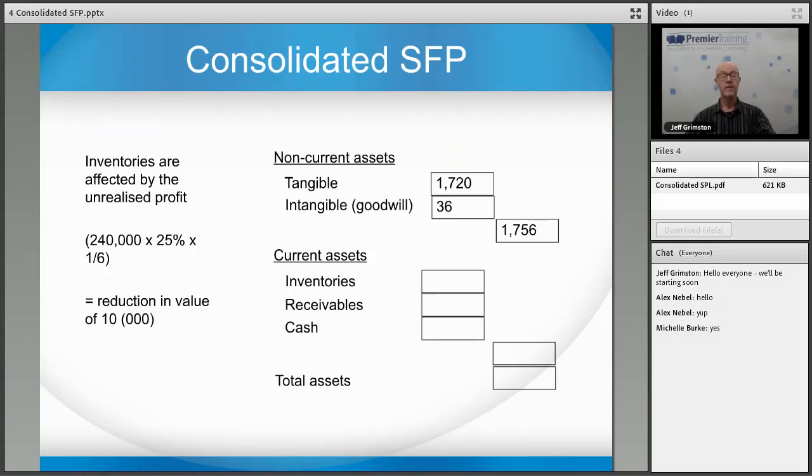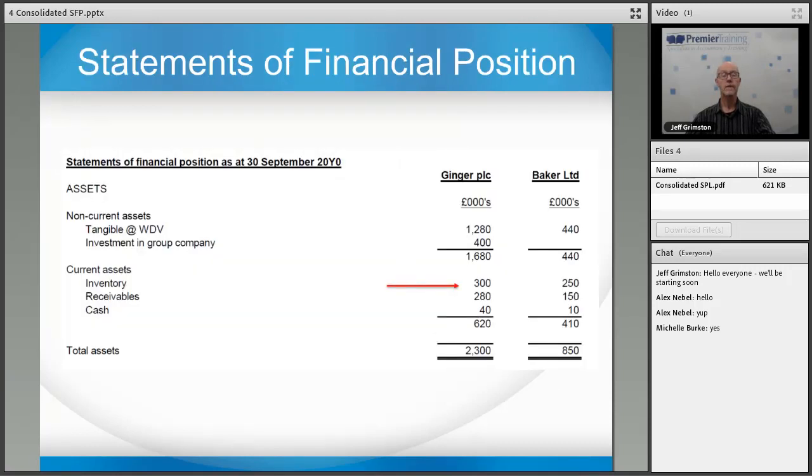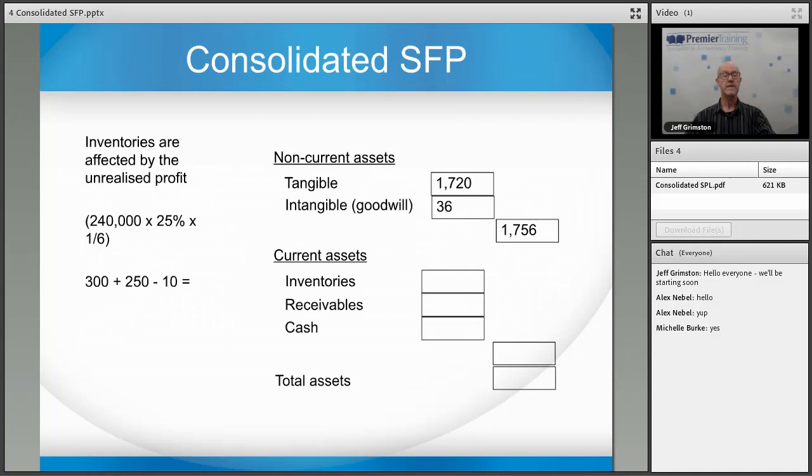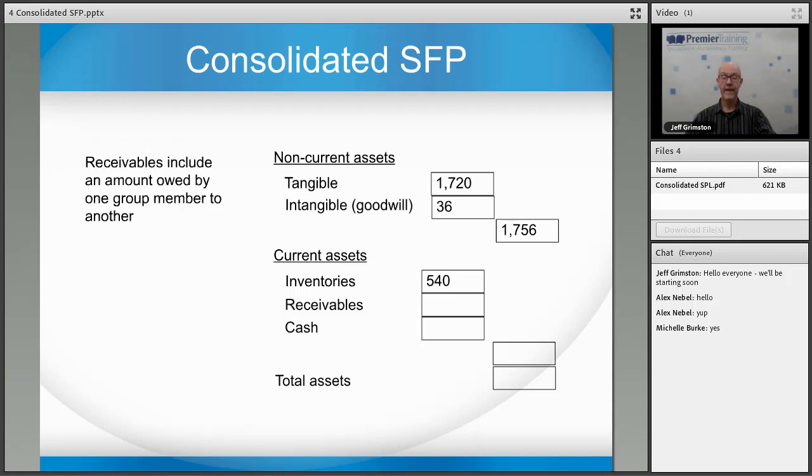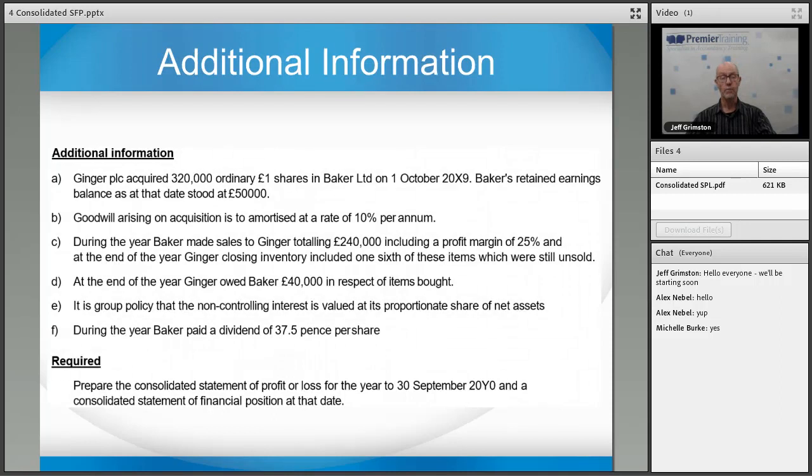Let's go back to the original data. Inventory, Ginger PLC is 300,000. For Baker it's 250. So what we're going to do is add those two together, take off the 10. Group inventory is valued at 540. Next item down. Next asset is receivables. Again, there is going to be an adjustment because some of the money that is owed to one of the group members is owed by another group member and not owed by somebody outside the group.